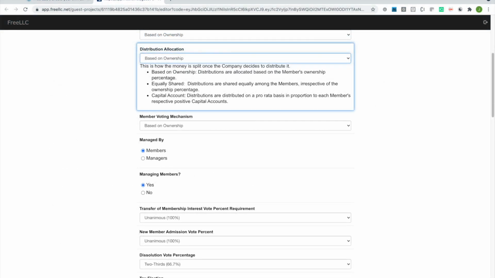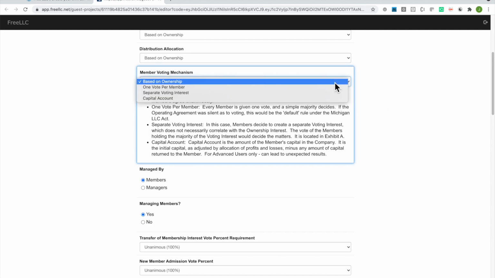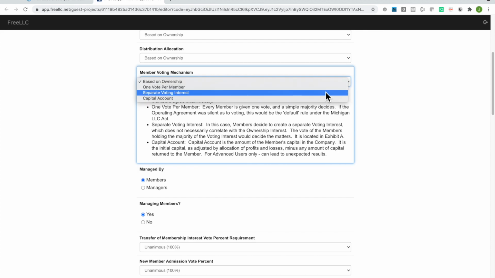Next point is voting interest. It's common to have it tied to the ownership. It's perfectly fine to deviate from that as well. So in that case, you would choose a separate voting interest.